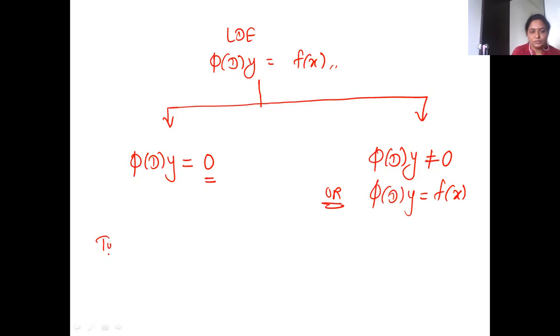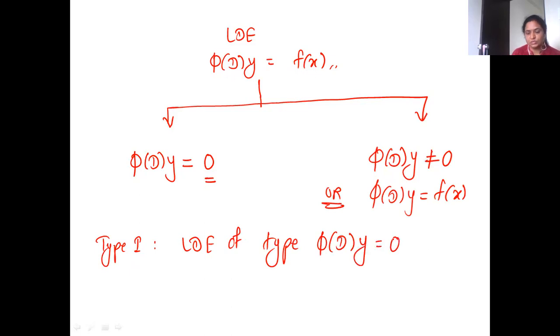So type 1: LDE of type phi d y is equal to 0. Now everyone is clear what is phi d? Now it will be capital D, hence after it will be capital D. What is that capital D? You should remember D by dx. D is not a simple D.